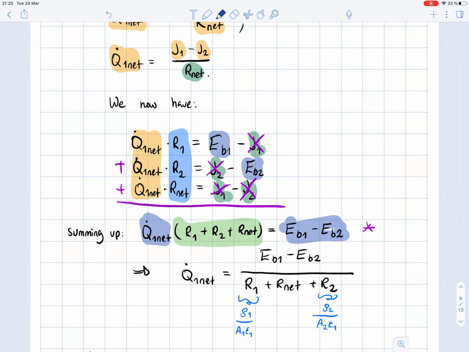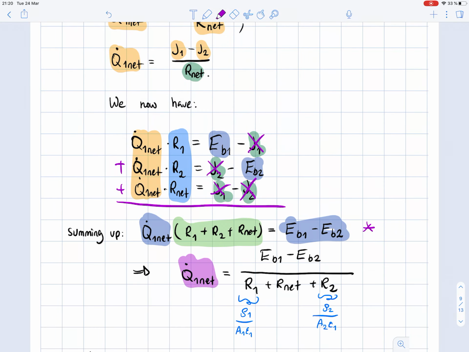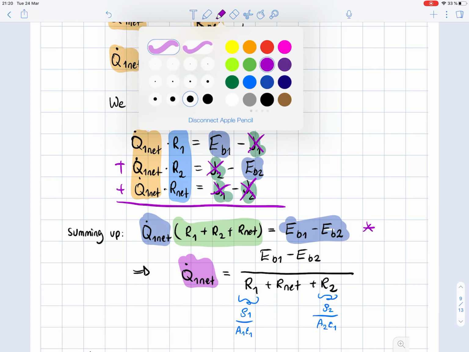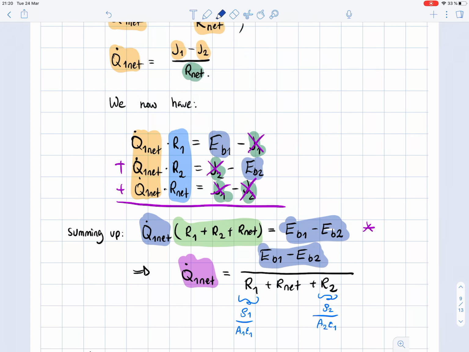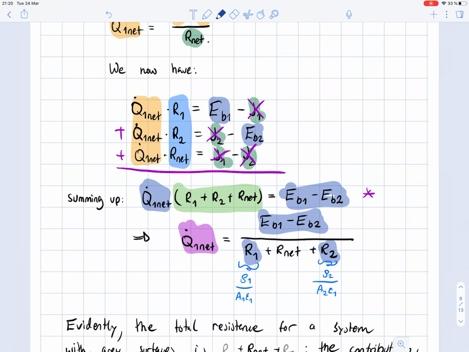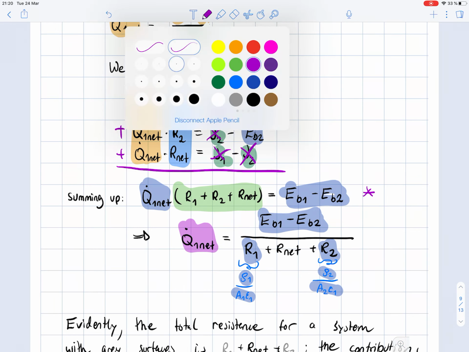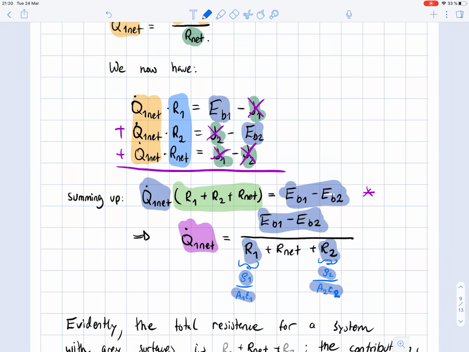Or if you want, you can of course solve this explicitly for the net heat transfer rate. Again, we have this difference in emissive black power divided by the resistances. R1 we have already defined, R2 we have already defined as well. They are equal to rho 1 divided by A1 epsilon 1 and rho 2 divided by A2 epsilon 2. This should be 2, not 1, sorry. 2.